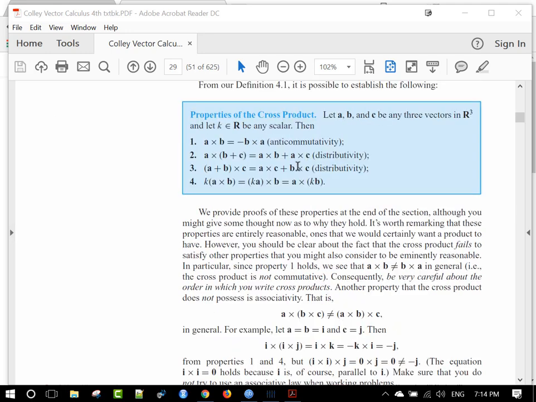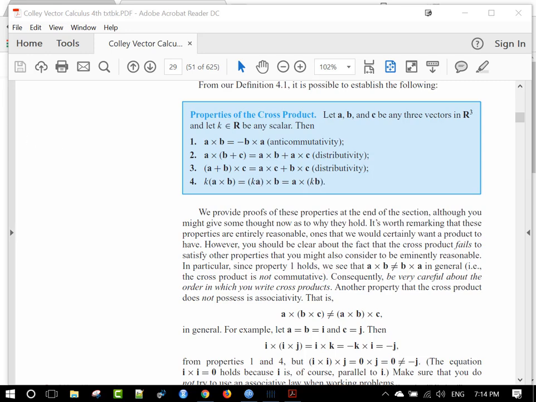Okay, some of the other properties, 2, 3, 4. This is a kind of distributive property, so A cross (B plus C) can be written as A cross B plus A cross C. And this is another distributive property, where you have the cross on the right-hand side. We can still do this. And this is what happens when you take a scalar and multiply it times A cross B. You can put the scalar in front of the A, or you can put the scalar in front of the B.